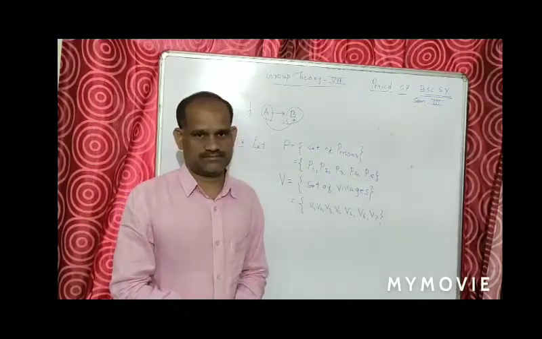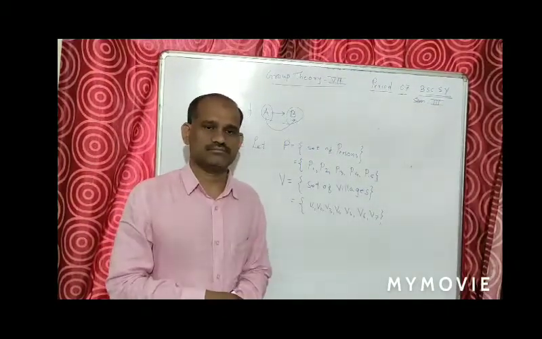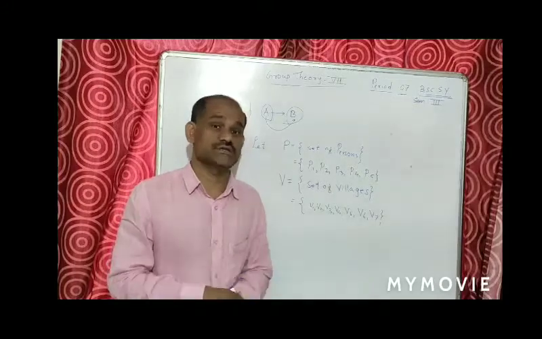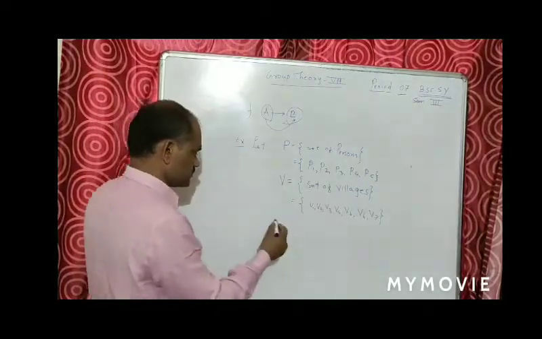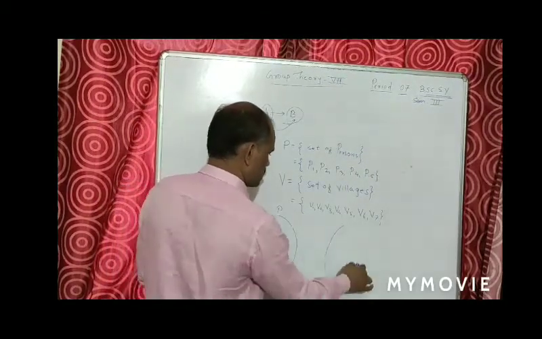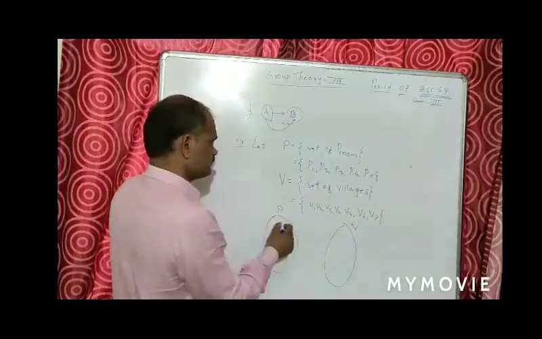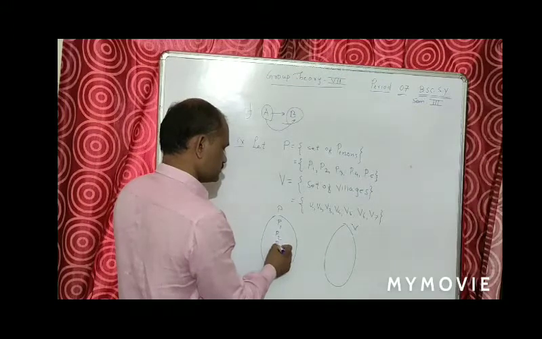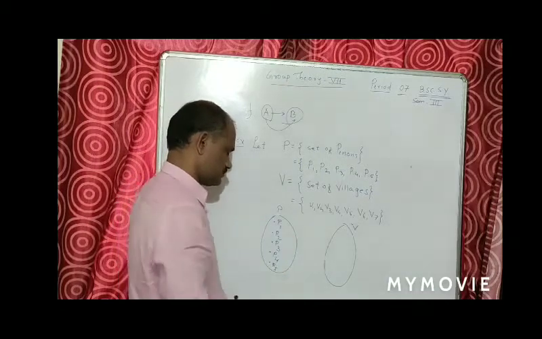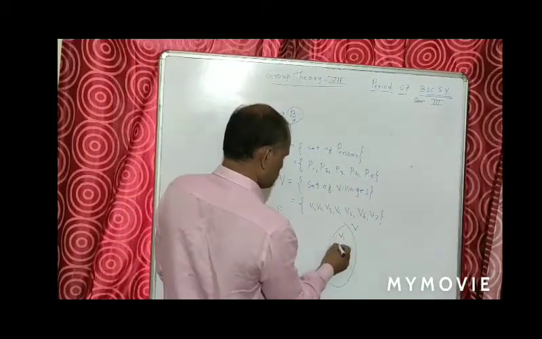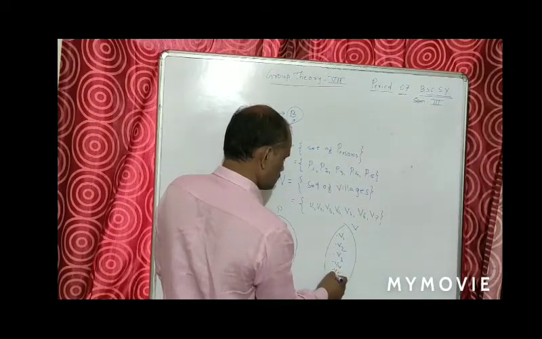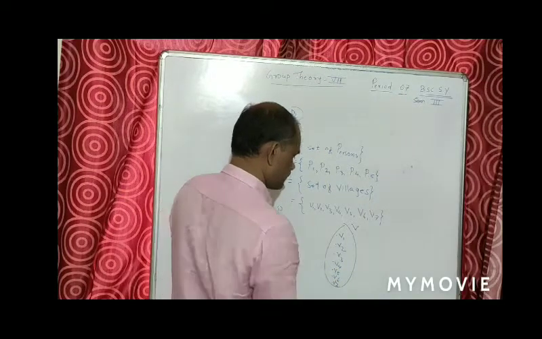So we know that every person has a village. It cannot happen that there is a person but he has no village. So we will express it this way. This is our set of persons and this is our set of villages. This is P1, P2, P3, P4, P5. This is V1, V2, V3, V4, V5, V6, V7, and so on.